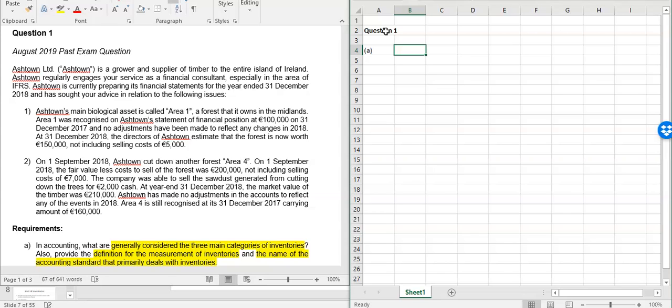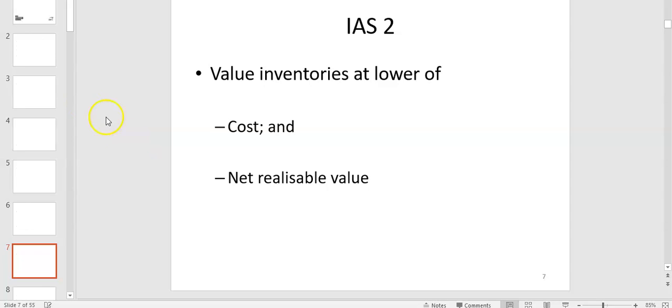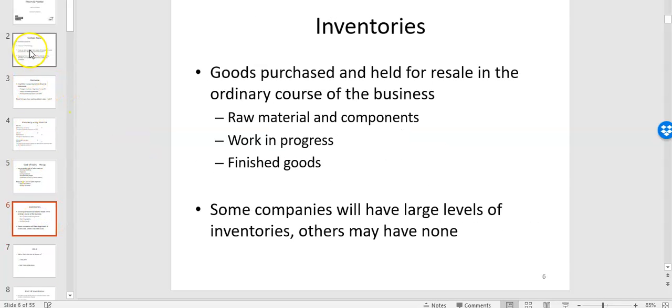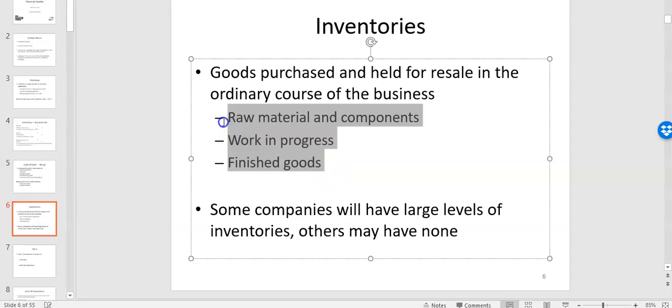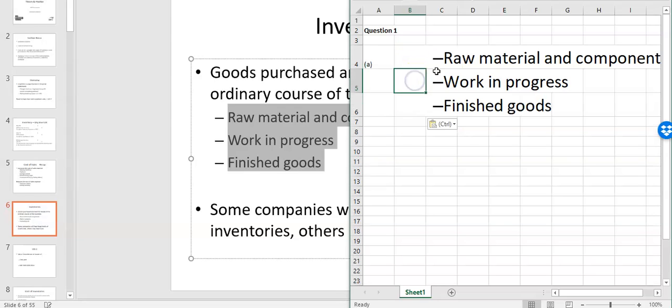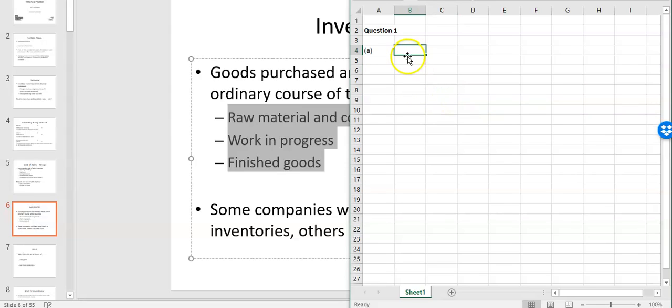What are the 3 categories of inventory? Again, this material is coming straight from your slides. 3 categories of inventory, which is covered there in slide 6. Raw materials, work in progress, and finished goods. That's what they were looking for there, those 3 categories. So again, it doesn't take too much, I'll just type them in: raw materials, work in progress, and finished goods. That's your answer to that initial part.